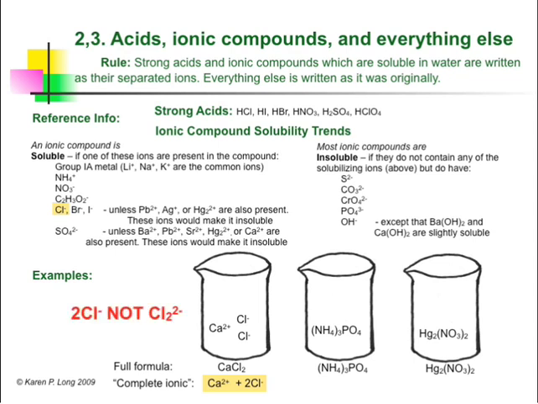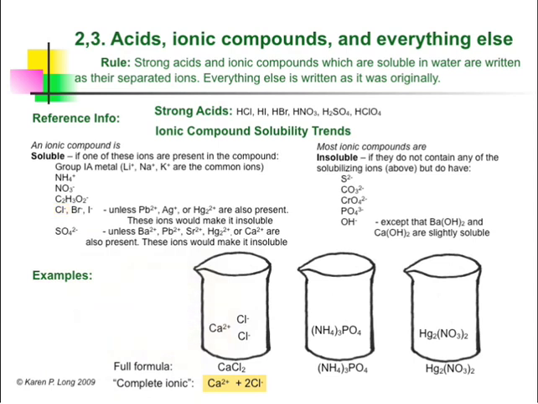Now, some of you may have been tempted to write Cl2 2-. You do not want to do that. You want to indicate that you have two of the Cl- ions, not one ion with two Cl's stuck together with a 2- overall charge. So we always have the 2 in front. That means two of. So we'll get rid of that comment there.